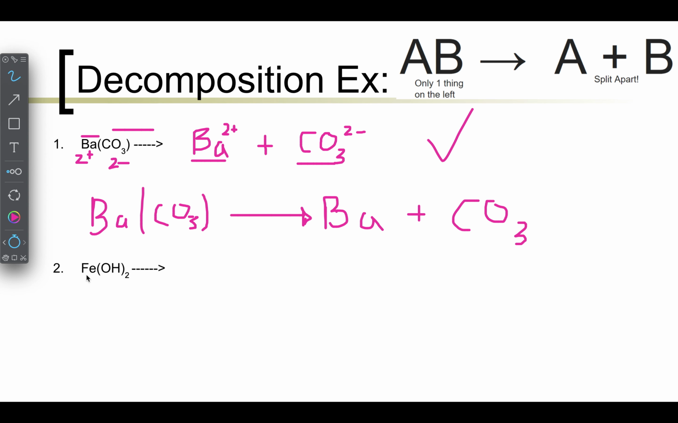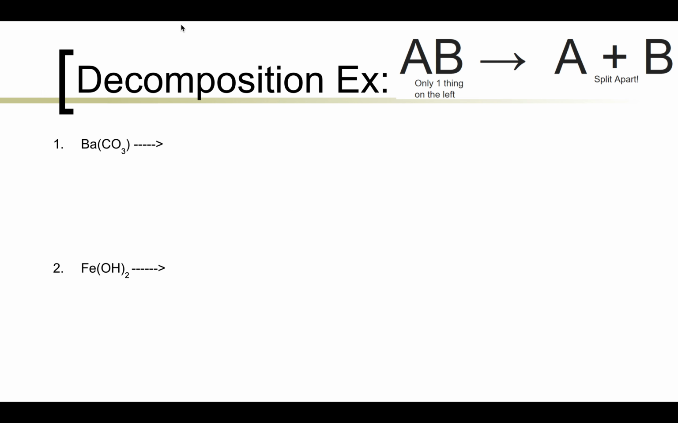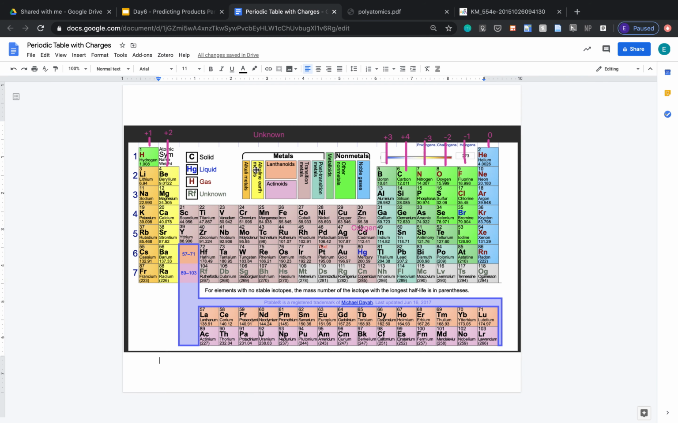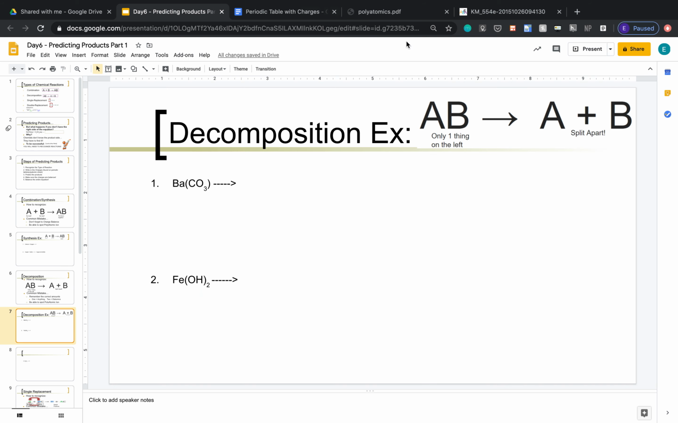So let's try this next one. In here we have iron hydroxide. Remember, parentheses, this is a polyatomic, right? So we're gonna determine the charges. This is where things get a little bit more complicated, because we know that iron is a transition metal, so it doesn't have a natural charge. Let's just double check that so I can prove that to you. We look for the charge on iron, and we see that it has no charge, right? It's in this unknown section. We still need to figure out that charge.